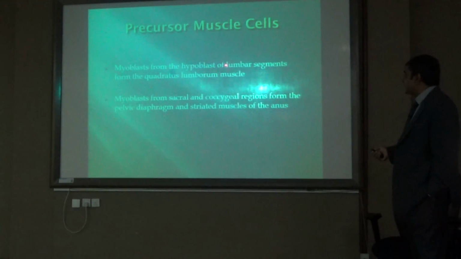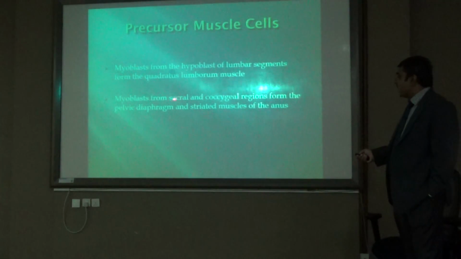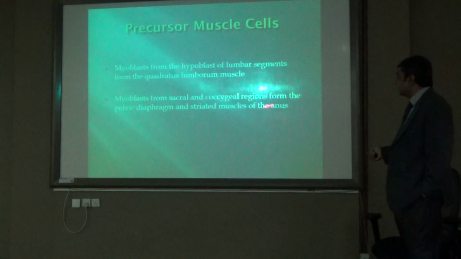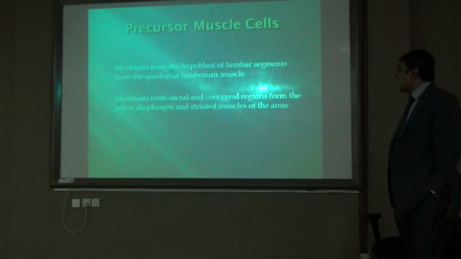Myoblasts from the hypomeres of lumbar segments form the quadratus lumborum muscle. Myoblasts from the sacral and coccygeal regions form the pelvic diaphragm and striated muscles of the anus.